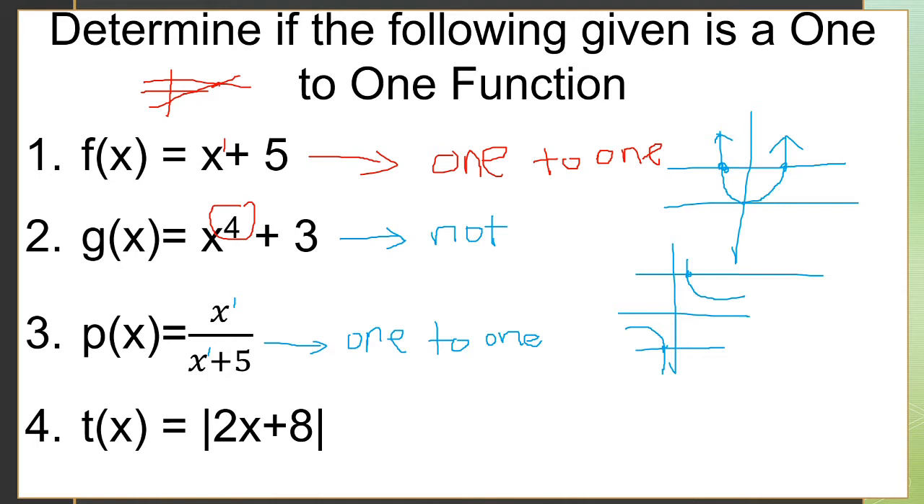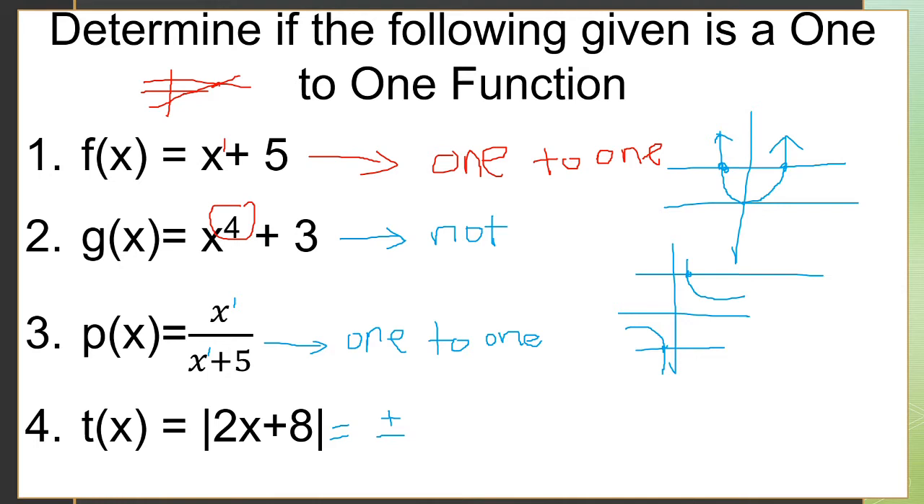Next, number 4. T of x is equal to the absolute value of 2x plus 8. Okay, dito is absolute value, meaning to say, meron tayong positive and then negative result. So, therefore, this is not a 1-to-1 function because meron tayong output na dalawa, which is the positive and the negative of this 2x plus 8.